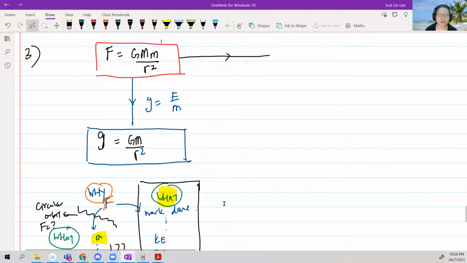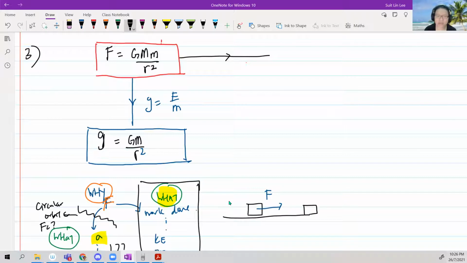When it comes to work done, the most basic, the most vanilla format of work done is, I take a force and I pull a block. The block travels a distance S. To find work done, I find Fs. Yes, this one is high school, okay?